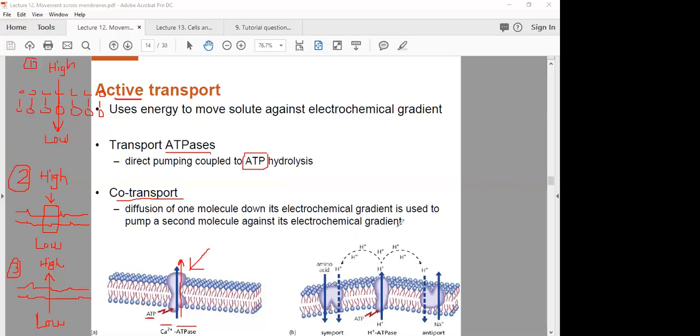Let's compare that to this one here, which is called an antiporter, an antiport protein. So once again, the protons are simply diffusing back down their electrochemical gradient. The movement of those protons provides the energy to transport a different molecule, in this case sodium, and sodium can move through the antiporter but in the opposite direction. So this is why it's called an antiporter. So that's co-transport in a nutshell.